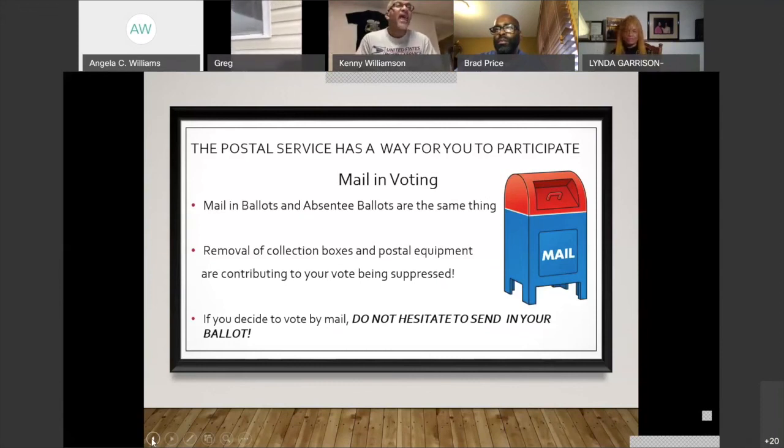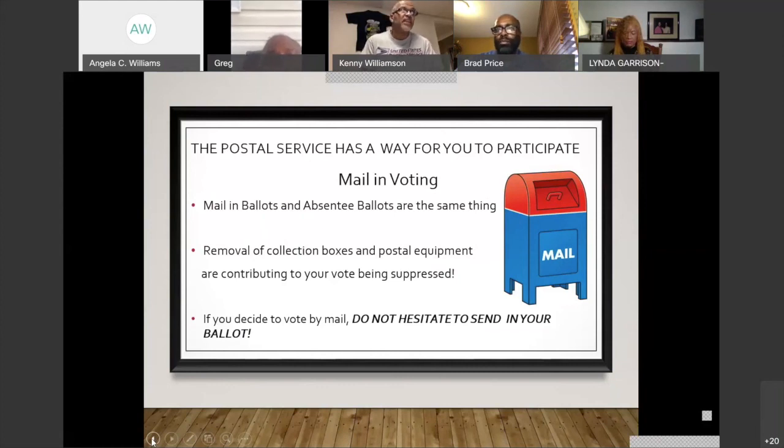Mail-in ballots and absentee ballots are the same thing. Just like some people believe that the Affordable Care Act and Obamacare are two different things, they're the same thing. So are mail-in ballots and absentee ballots. Now, the removal of collection boxes and postal equipment is contributing to your vote being suppressed. These machines that are turned off, actually, I talked to a clerk at the Fox Valley facility which processes the mail.